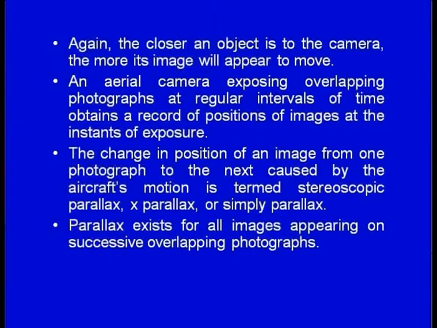An aerial camera exposing overlapping photographs at regular intervals of time obtains records of the positions of the images at the instant of exposure. The change in position of an image from one photograph to the next, caused by the aircraft's motion, is termed stereoscopic parallax, or X parallax, or simply parallax. Parallax exists for all images appearing on successive overlapping photographs.